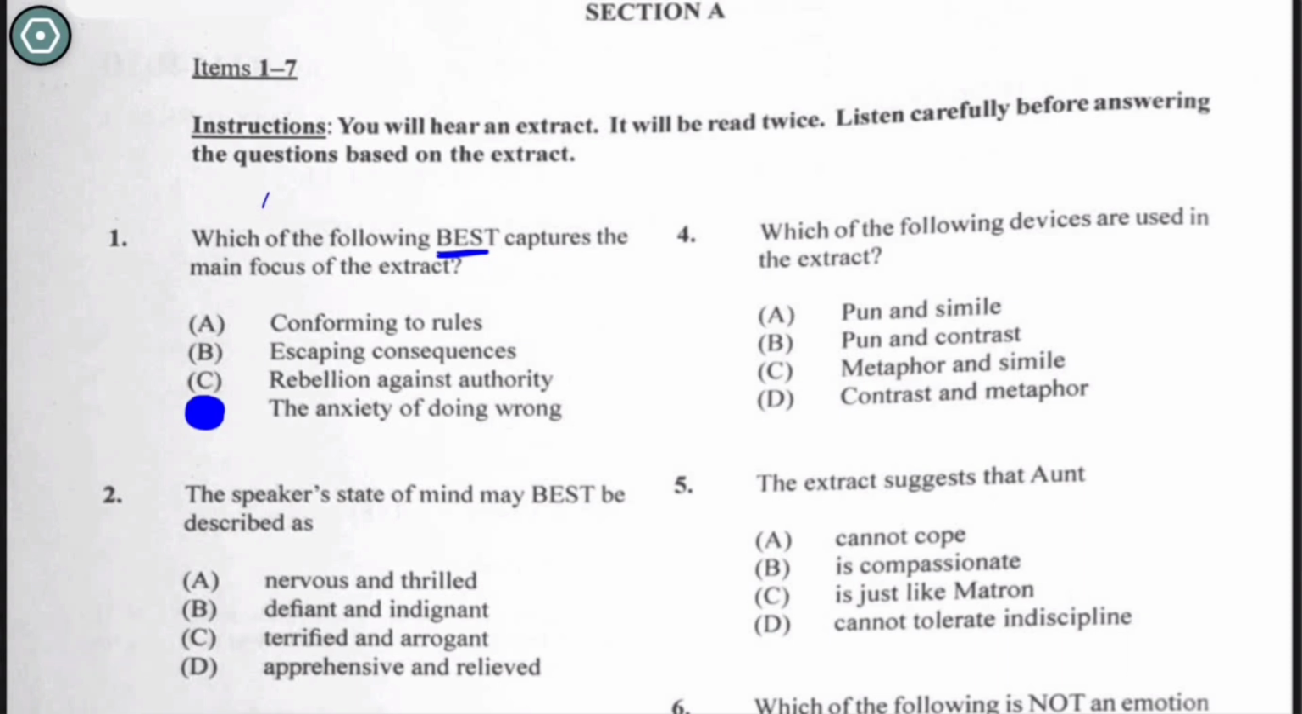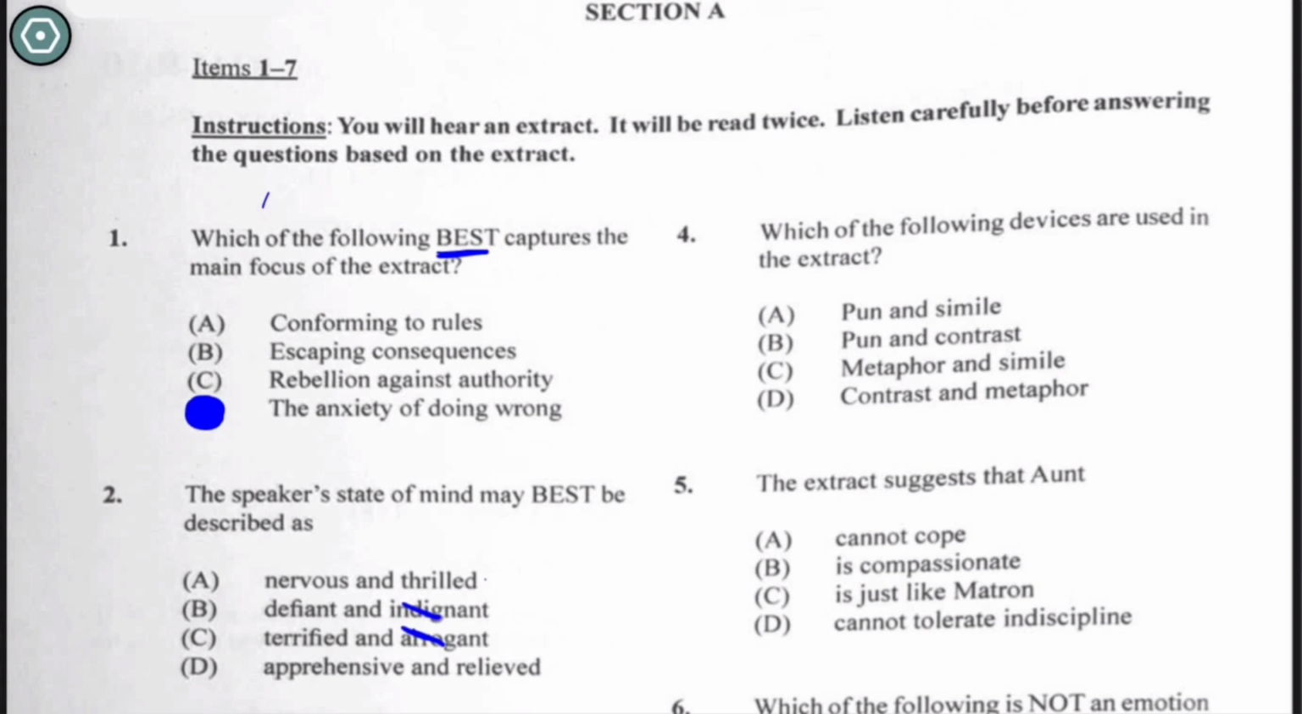Number 2, the speaker's state of mind is best described as nervous and thrilled, defiant and indignant, terrified and arrogant, or apprehensive and relieved. Alright, so perhaps nervous, but I wouldn't say thrilled, but maybe. But let's see the other responses. Defiant and indignant. Now, indignant is similar to resentful, but it's kind of different, because indignant is a feeling of anger towards a certain situation where you feel like you're being unfairly treated. So I wouldn't say indignant, so B is out for me. Terrified and arrogant. Definitely not arrogant, maybe terrified. But terrified seems like a stretch as well.